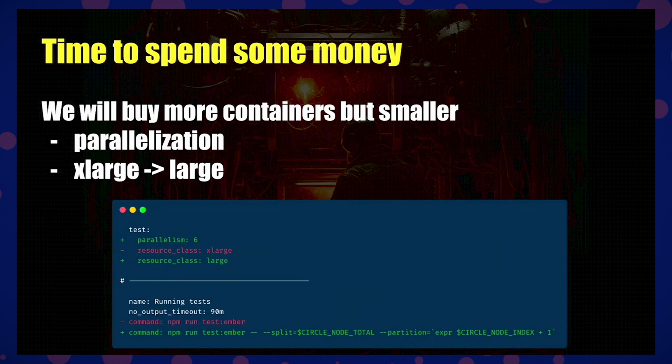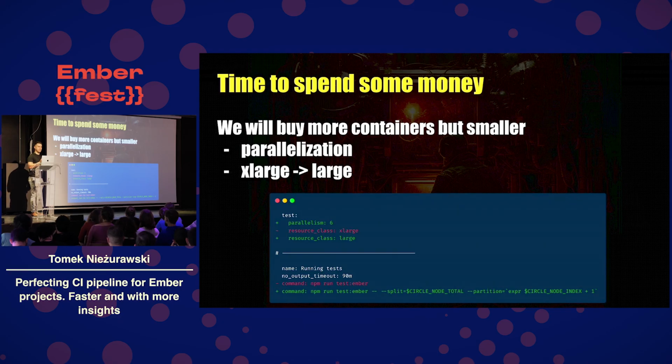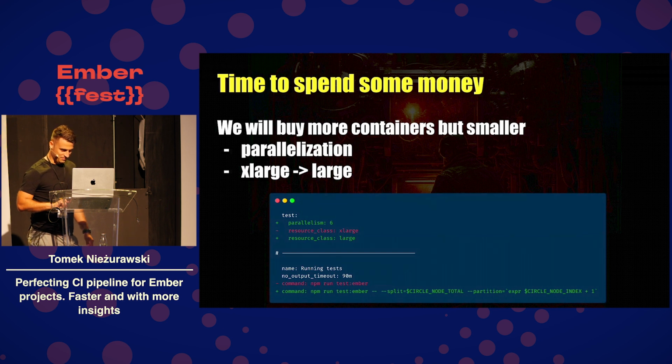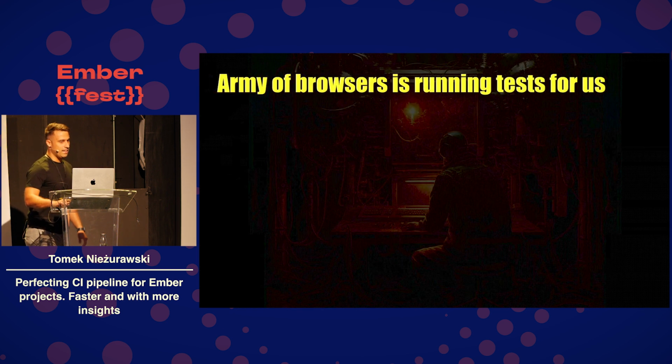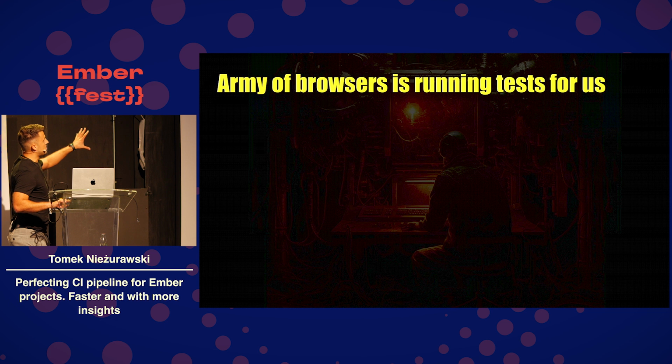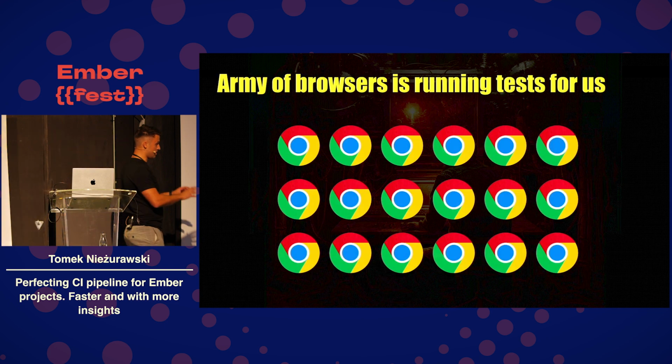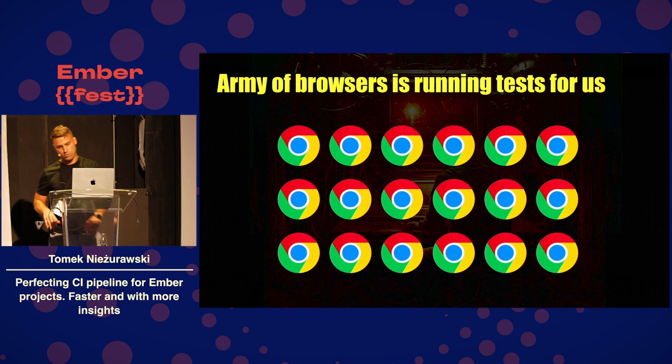And I guess I don't have to explain parallelization too much, but you can imagine it would be nicer to have multiple coffee machines than one. That could speed up the process of serving coffee. I don't know why I came up with that example, but you know. And what is going to happen is an army of browsers is going to run tests for us. So in this case, 6 containers, 3 browsers. So we have 18 browsers doing the job for us.